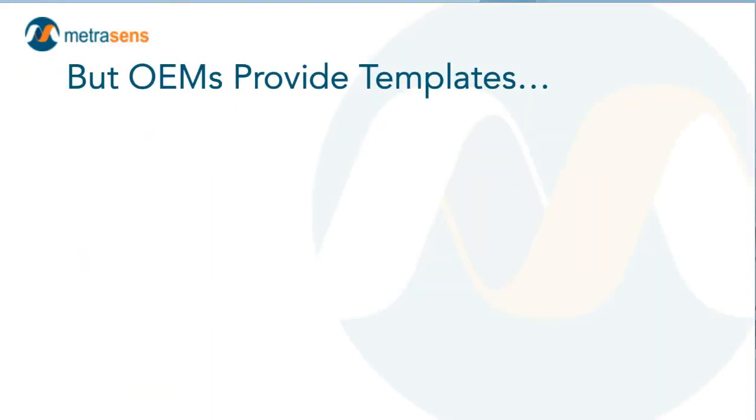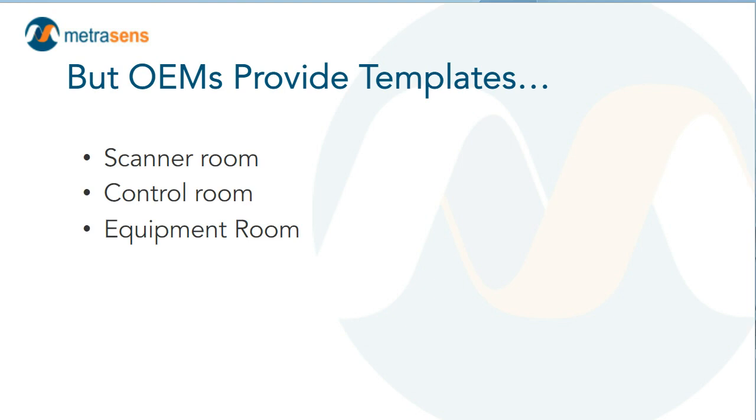But the OEMs provide templates, right? The OEMs, they provide us what we need. They give us floor plans. So, Toby, you're making this sound a whole lot more complicated than it is. I just download this stuff from the vendor's website, and I'm good to go. So, okay, what's in those vendor templates? Typically, a vendor template for an MRI will include the scanner room, the control room, and the equipment room. And that's it.